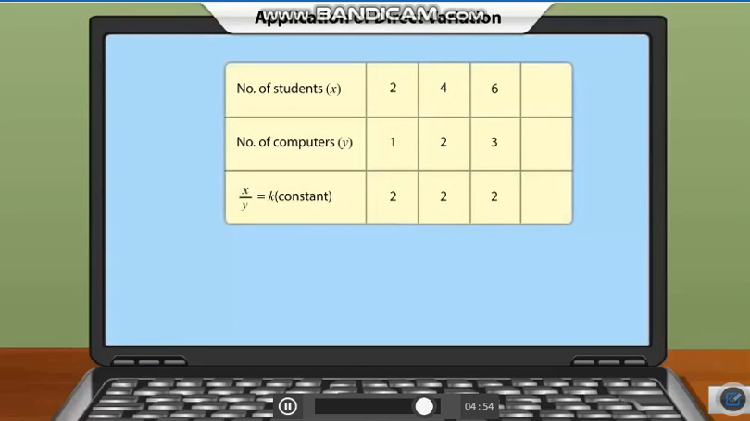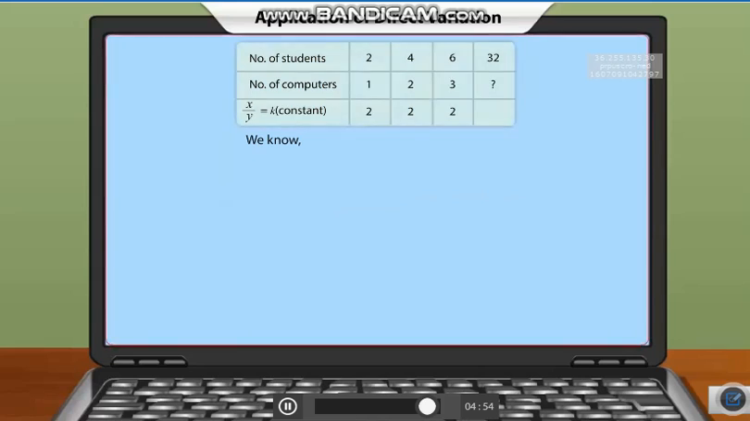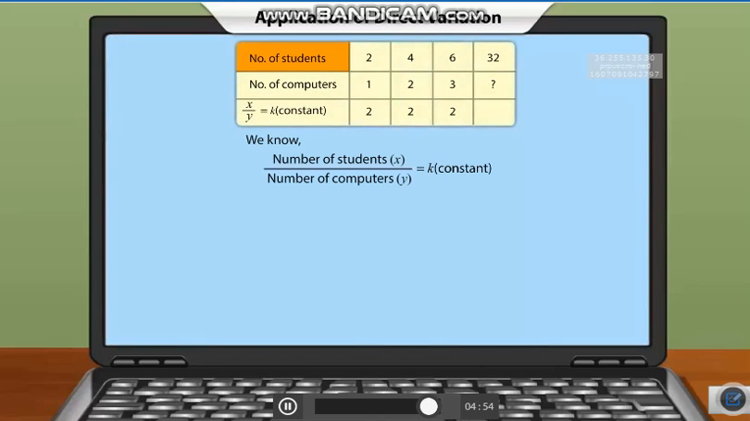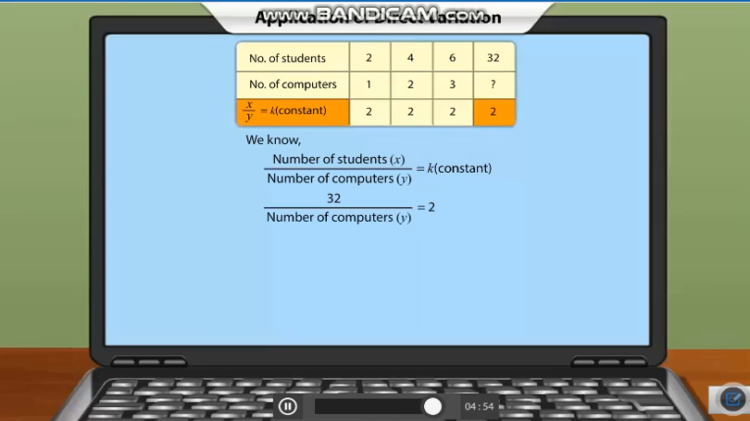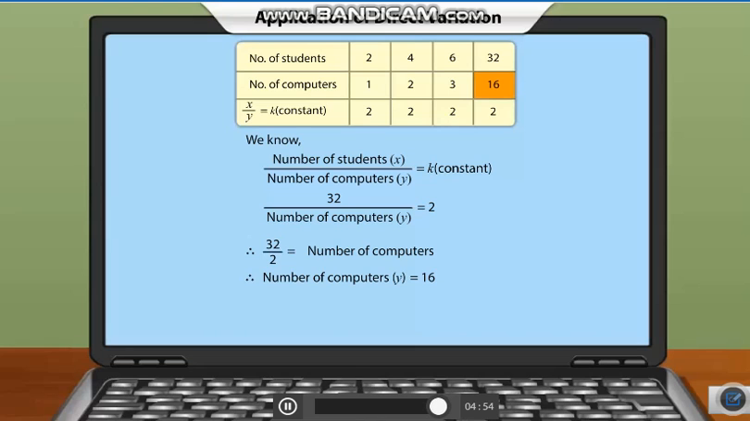As for the number of computers Mr. Kapil needs to purchase, the knowledge of direct variation will help him get the answer. We know that here the number of students and the number of computers are in direct variation. Their ratio is a constant, which in this case is 2. On substituting the number of students in the equation and simplifying further, we can find the number of computers required. Thus, Mr. Kapil needs to buy 16 computers for 32 students.